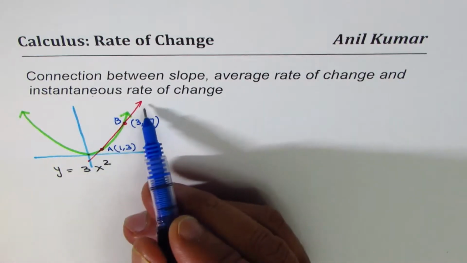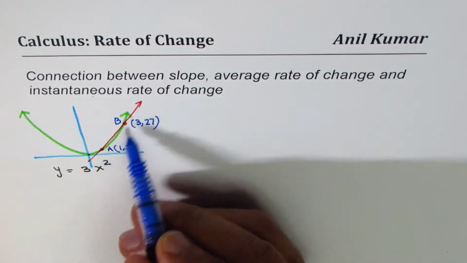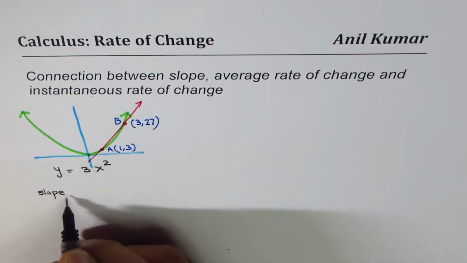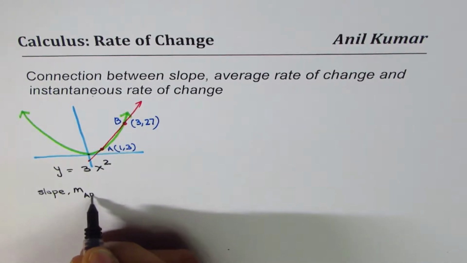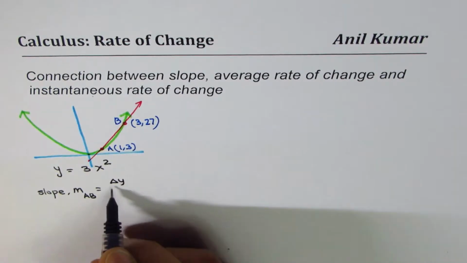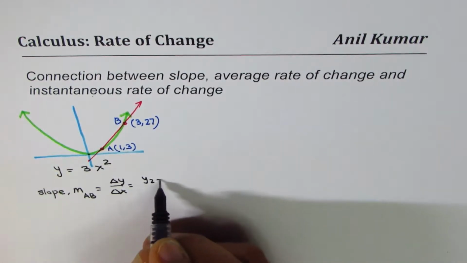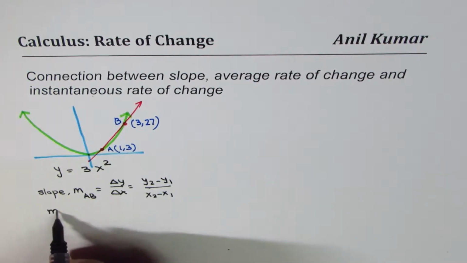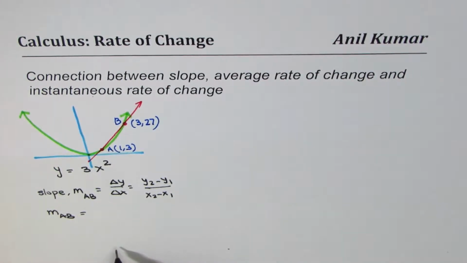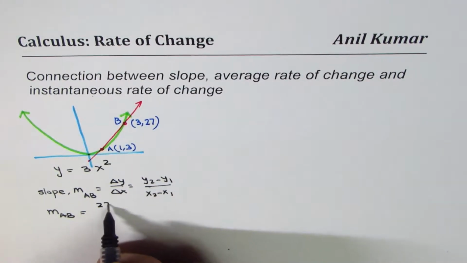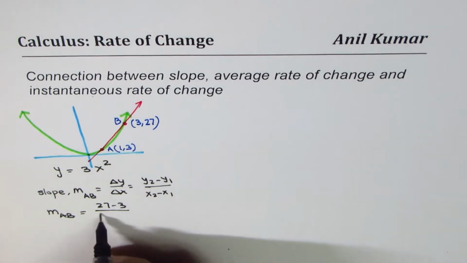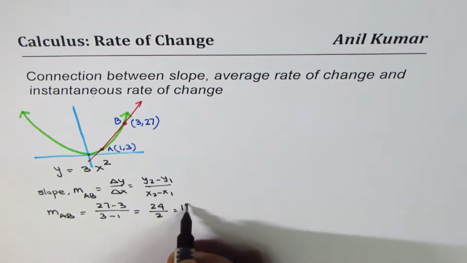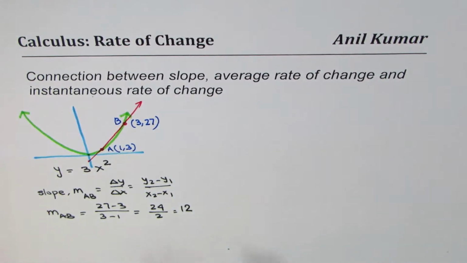If you connect a line with these 2 points, it will be a straight line, right? What is the slope of this line? So we have the slope of line AB. Let me call this m_AB. The slope of AB will be, as you know, change in y over change in x, which is y2 minus y1 over x2 minus x1. So we can write this slope m of line AB as equal to 27 minus 3 divided by 3 minus 1. So 27 minus 3 is 24, divided by 2, gives a slope of 12. So it's a positive, increasing line with a slope of 12.